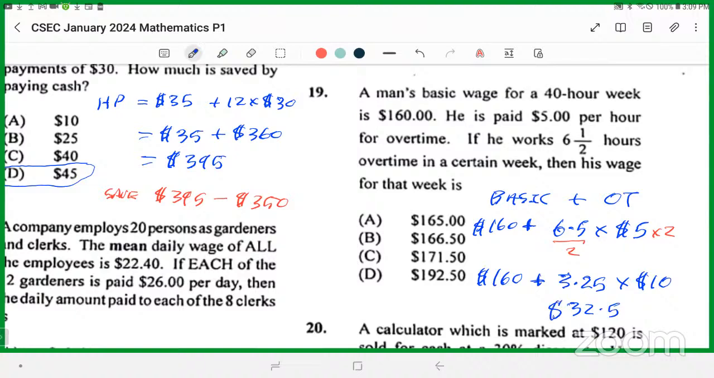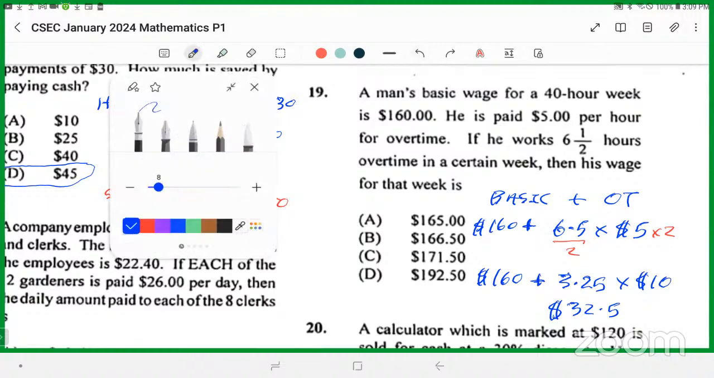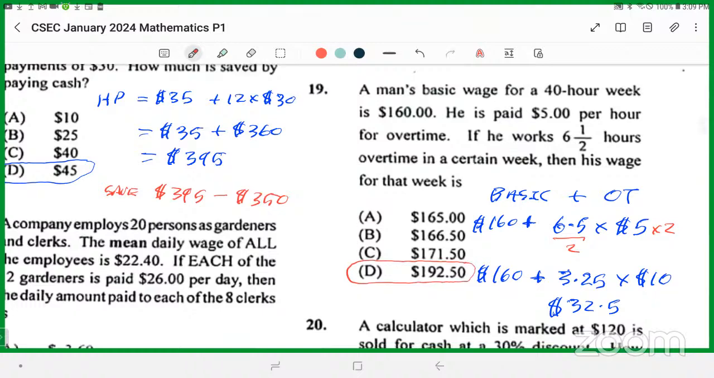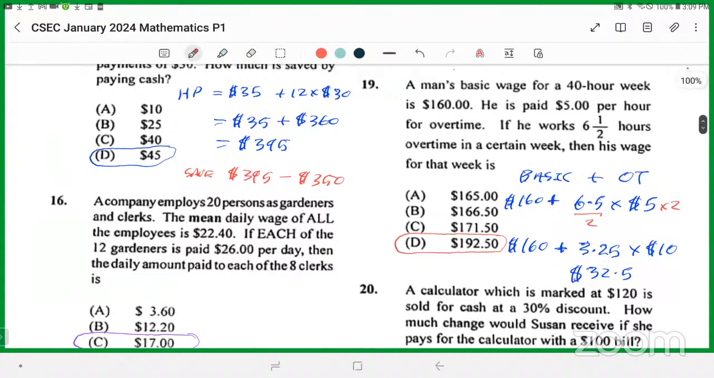So I'm adding 160 and 32.5. All right, so I get 192.5. So you have to find ways to do your calculations quickly without a calculator. You can't use a calculator, so I'm showing you some of those little skills that you can use.